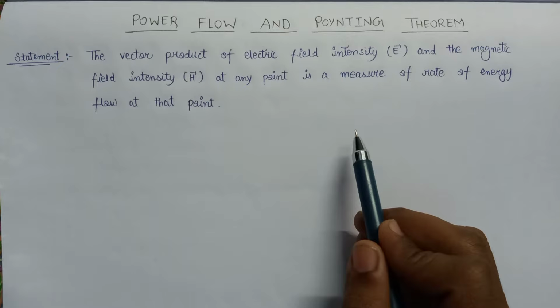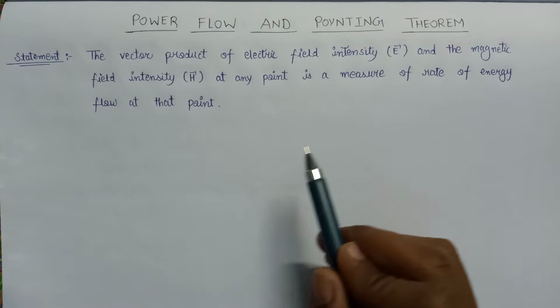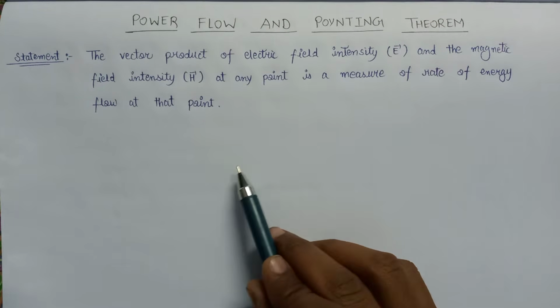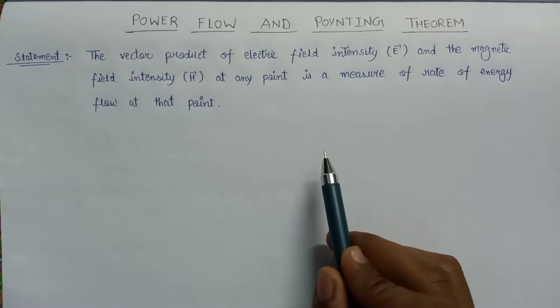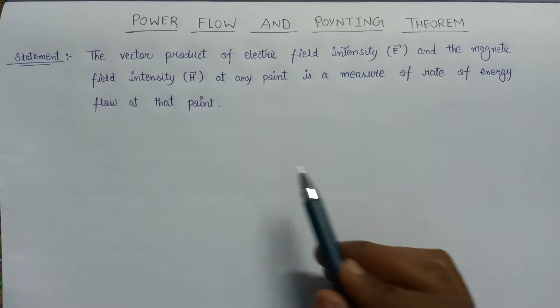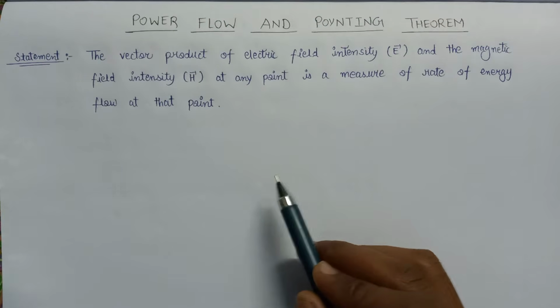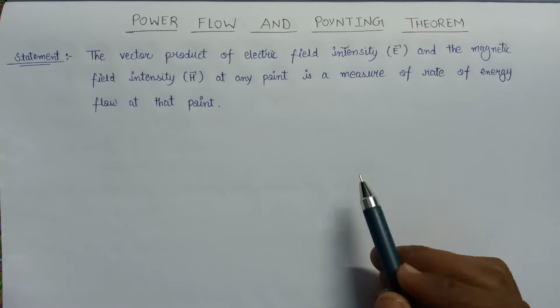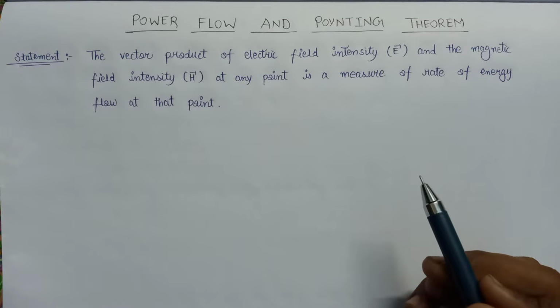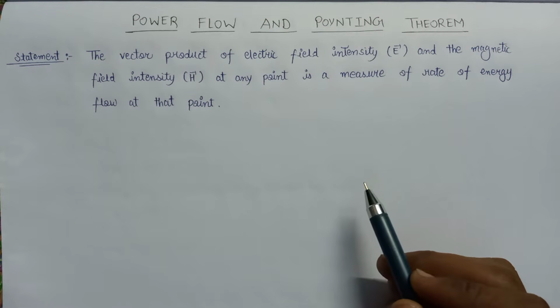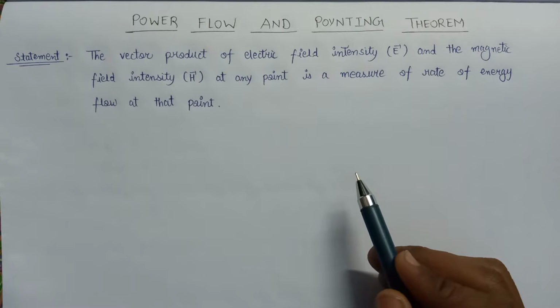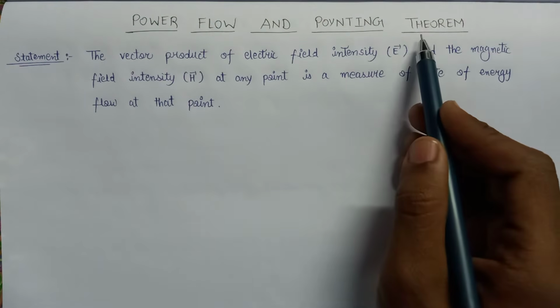Whenever the electromagnetic wave propagates through space, there is a transfer of energy from the source to the receiver. During this transfer of energy, there exists a simple and direct relationship between the rate of energy transfer and the amplitude of electric and magnetic field intensities associated with this electromagnetic wave. This relationship is described by the Poynting theorem.